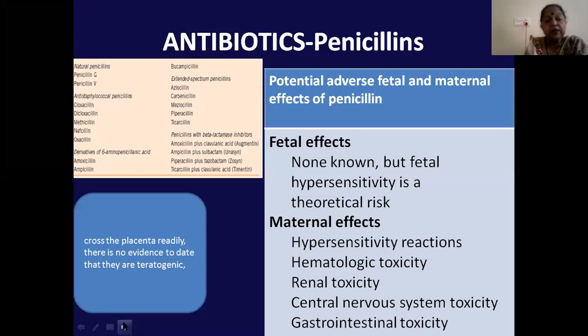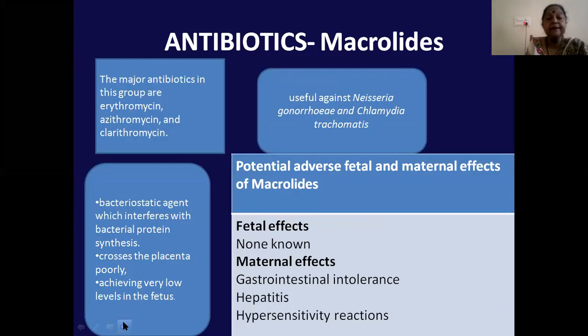One should know what are the various penicillins, and when you can use extended spectrum penicillins. The only thing in penicillin is that they cross the placenta readily, but there is no evidence that they are teratogenic. So these are the various things you should remember about penicillin.